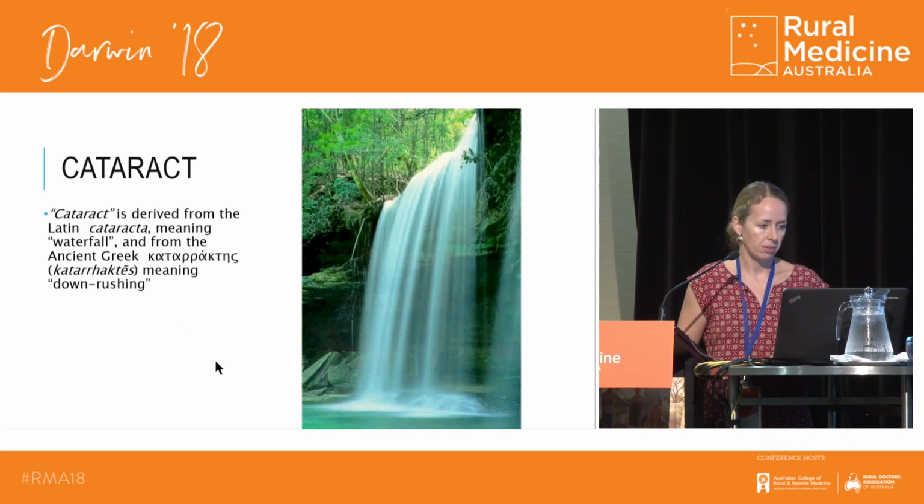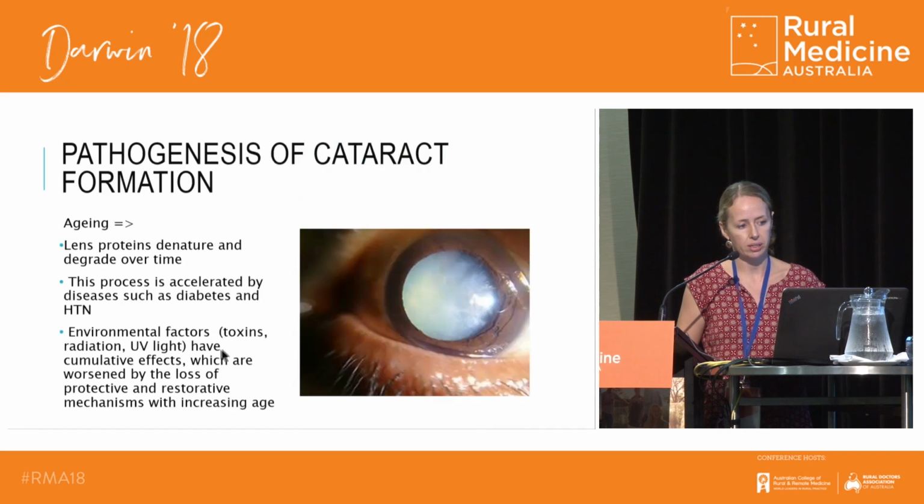Now, the word cataract is derived from the Latin cataracta, meaning waterfall, due to this appearance, which looks like a mature cataract. It's essentially, with age, the lens proteins denature and degrade over time. There are also other environmental factors and diseases, particularly diabetes, that can speed up that process. So people with diabetes, for example, tend to get cataracts at a younger age than someone without diabetes.